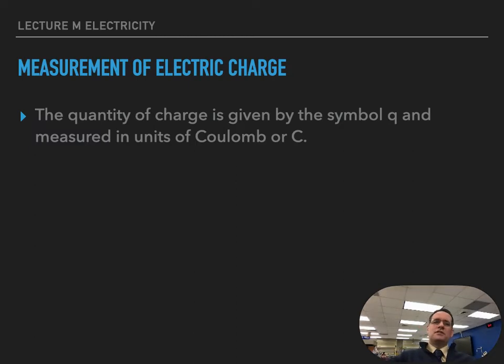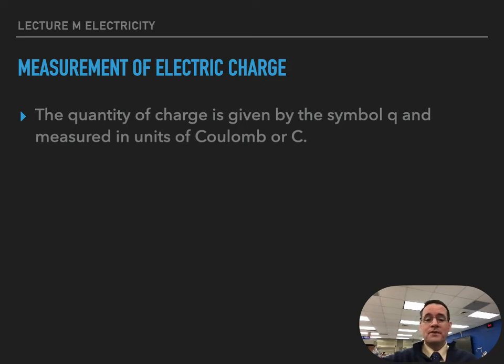Now, how do we measure charge? The measurement of charge is given by the fundamental metric system unit of Coulomb. Remember, there are 5 fundamental metric units that we have for different quantities. Coulomb is for charge, and we give it the capital C. Please don't confuse this with degrees Celsius, since we don't have that little circle or degree symbol next to the capital C.